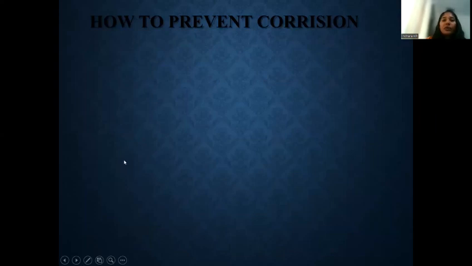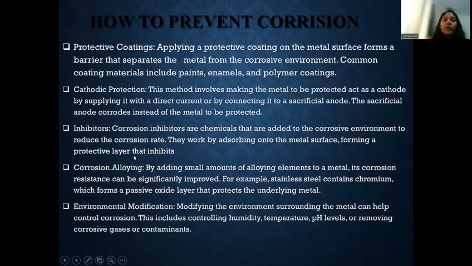Now let's discuss how to prevent corrosion. Protective coatings. Applying a protective coating on the metal surface forms a barrier that separates the metal from the corrosive environment. Common coating materials include paints, enamels, and polymer coatings. Cathodic protection. This method involves making the metal to be protected act as a cathode by supplying it with a direct current or by connecting it to a sacrificial anode. The sacrificial anode corrodes instead of the metal to be protected.